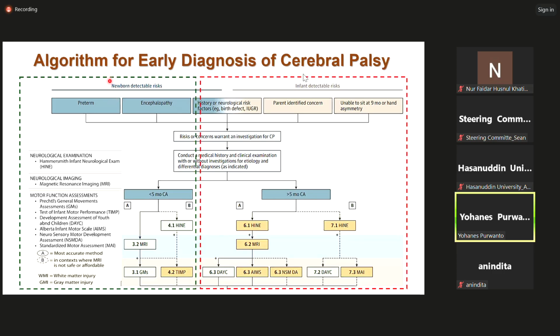And here are the two algorithms of the early diagnosis of cerebral palsy. On the left side, we can see under 5 months of age, and the right side is more than 5 months of age. The risk factors under 5 months, we call newborn detectable risk, as I mentioned in the previous slides, like preterm and encephalopathy, and we need to conduct the neurological examination. The neurological examination is the Hammersmith Infant Neurological Examination here.